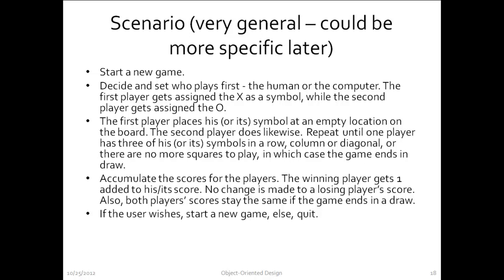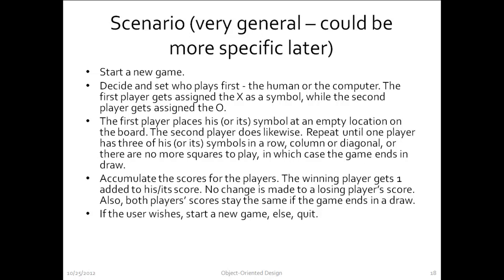We'll start a new game. We'll decide and set who plays first, the human or the computer. The first player should get assigned the X as the symbol. The second player should get assigned the O. The first player should place his or its symbol, if it's the computer, at an empty location on the board. The second player should do likewise, and then this step should be repeated until one player has 3 of his or its symbols in a row, column, or diagonal, or there are no more squares to play.